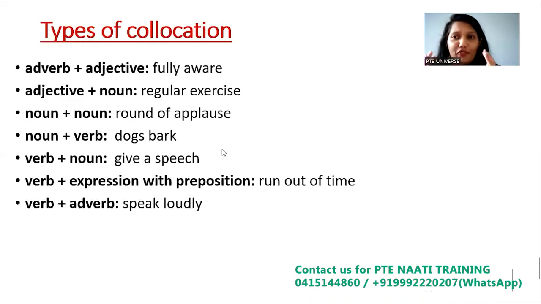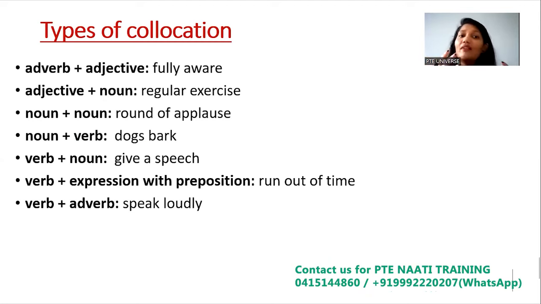The collocations are of different kinds. Let's have a quick look at what collocations are. I already mentioned, collocations are two or more words which come together. But collocation can be of different types. Adverbs can come with adjectives: I'm fully aware about my decision. Adjective can come with noun: please do regular exercise. Noun can come with noun also: round of applause. Noun can come with verb: dogs bark.